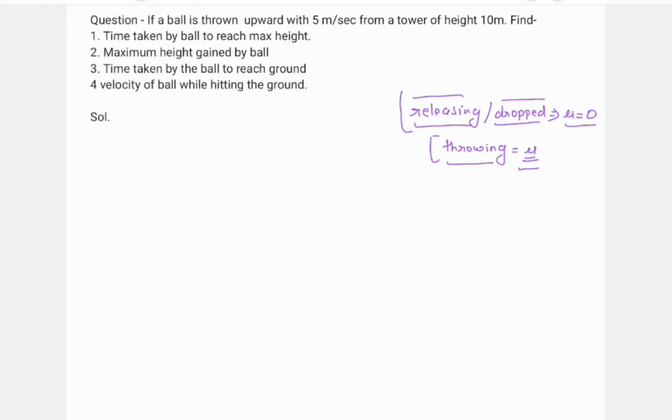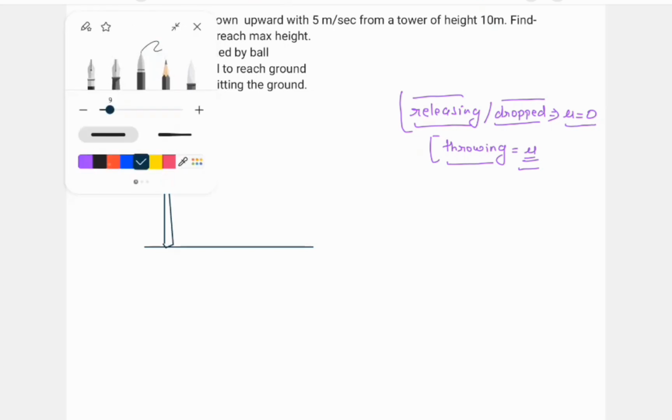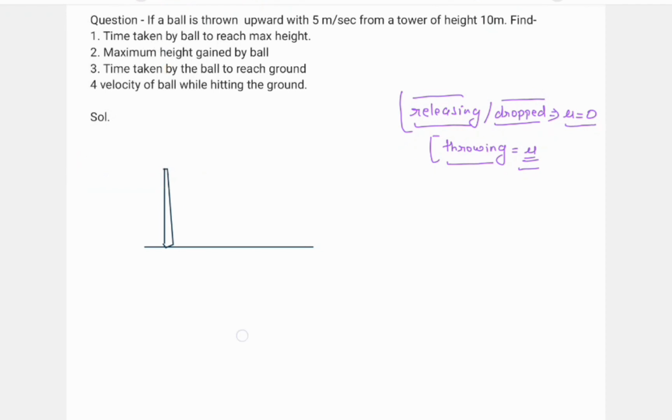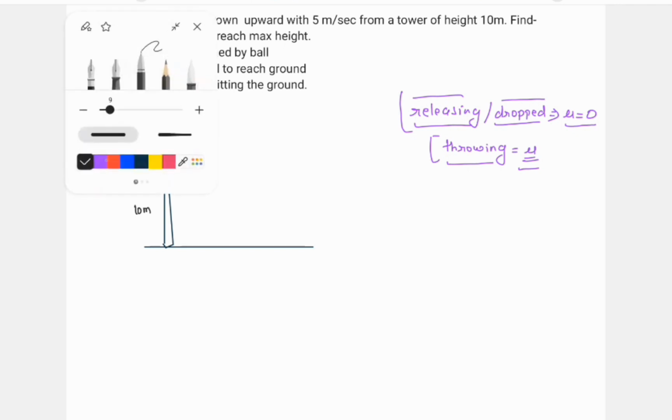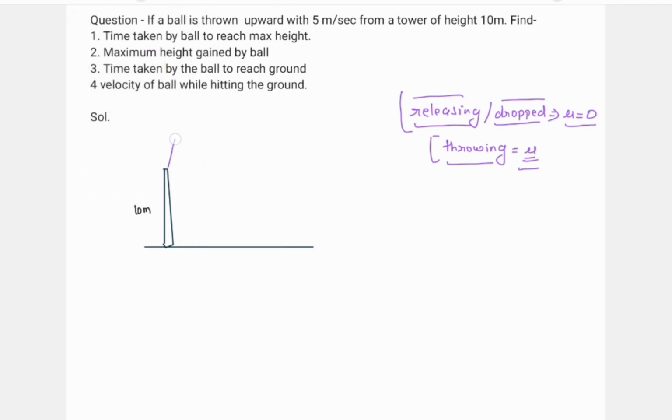Here we have one tower like this. Let us consider a tower whose height is given as 10 meter. From the tower, I am throwing a ball upward. For some time it covers distance like this, and after reaching the maximum height, it stops for an instant and falls back to the ground. It's going to come back to the ground.